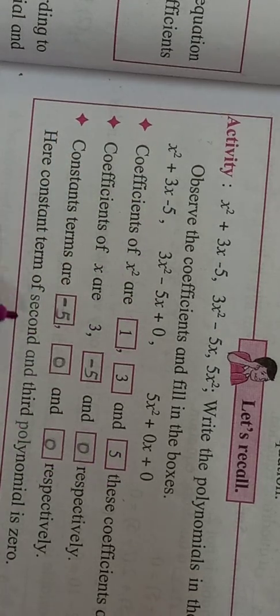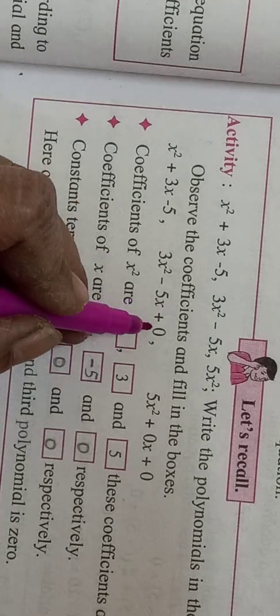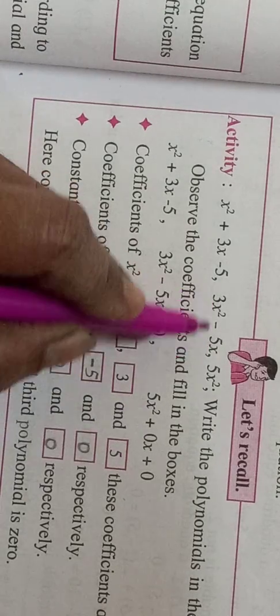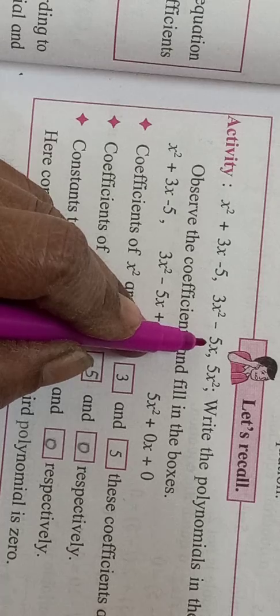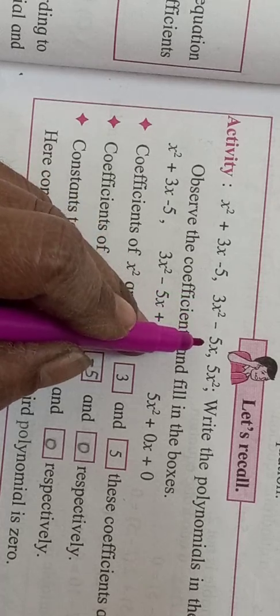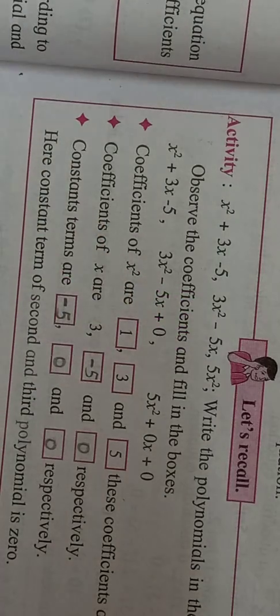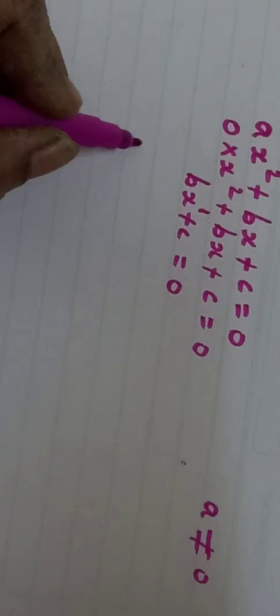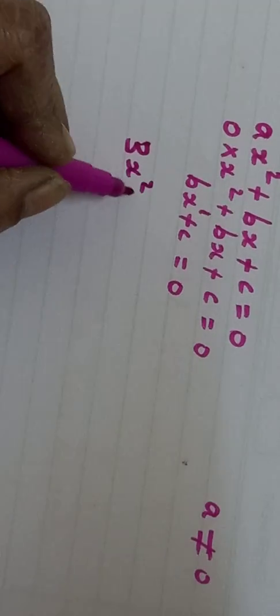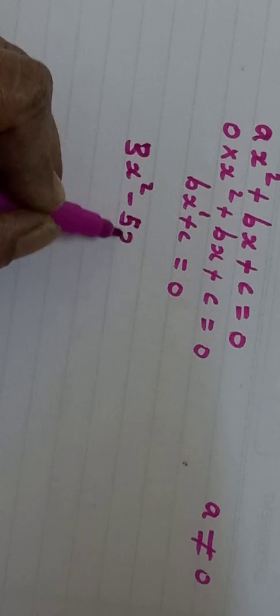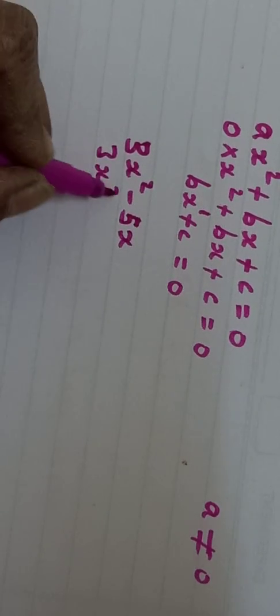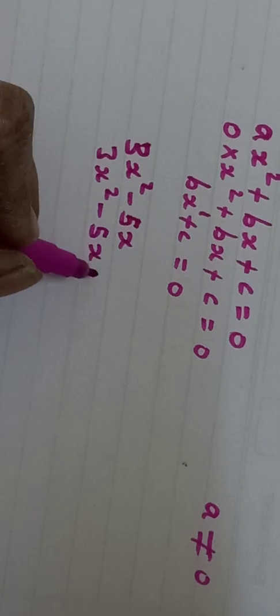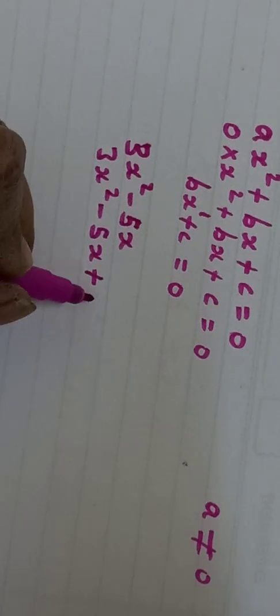See, the constant term of the second and third polynomial is 0. Means if you are not having one, you can always write it as 0. Because for the second and third, you are having only two terms. And the standard form we have written is ax square plus bx plus c. So 3x square minus 5x can be written as 3x square minus 5x plus 0. You can write it like this.